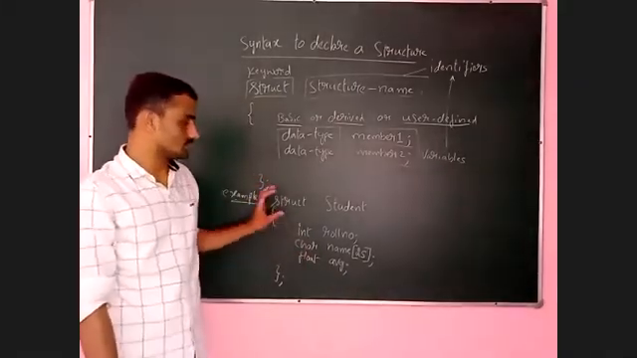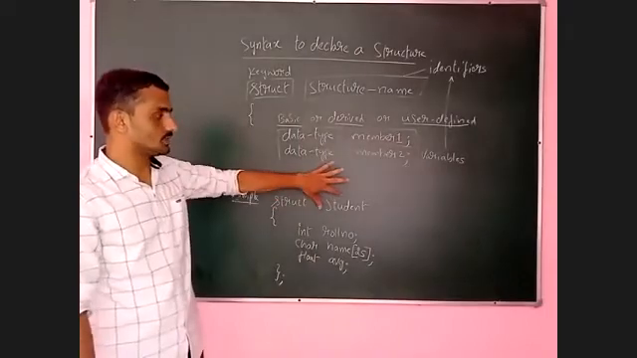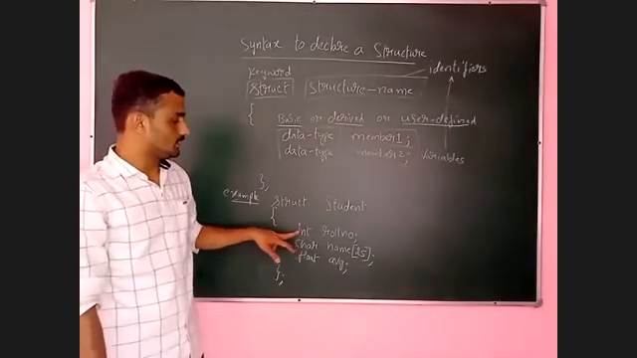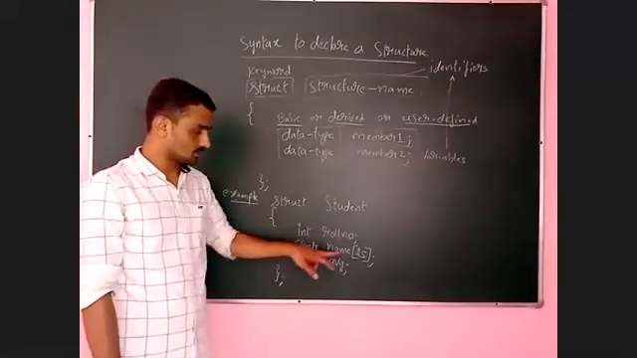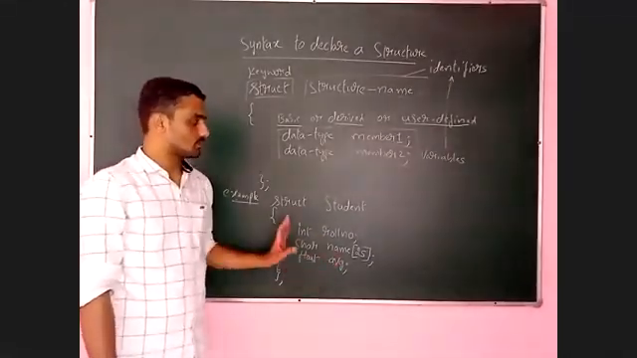Okay, so this is the example. You just compare. Struct is a keyword, student is the identifier name. Int data type, roll number is a member of the structure. Again, char data type, name is a member of the structure. Float data type, average is a member of the structure.